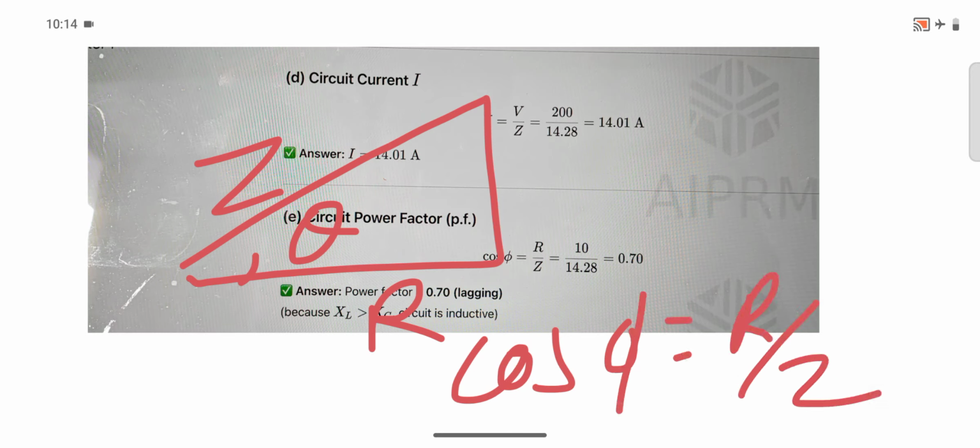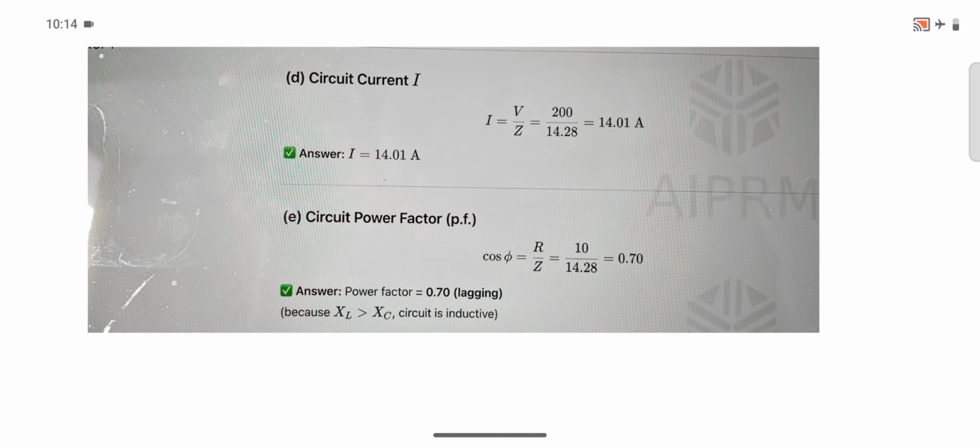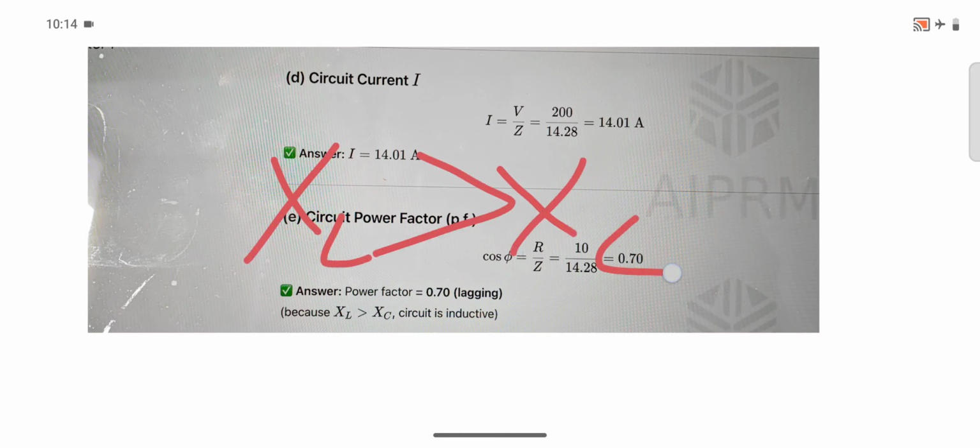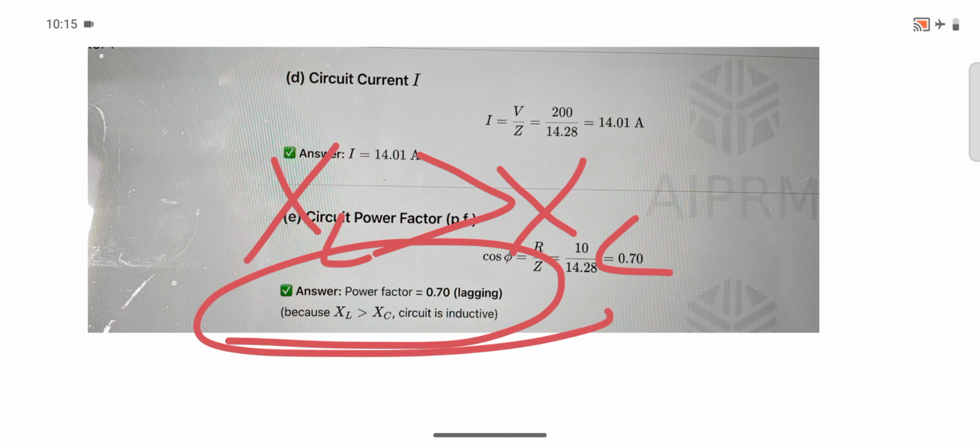Now, power factor lagging or leading. How can you know that? For this you have to remember, if XL is greater than XC, the circuit is inductive and lagging. Okay, you have to remember this. The values of XL and XC tell you whether it will be lagging or leading.